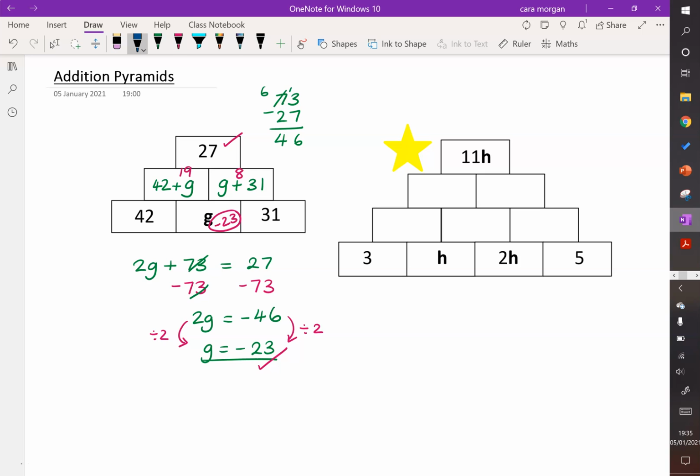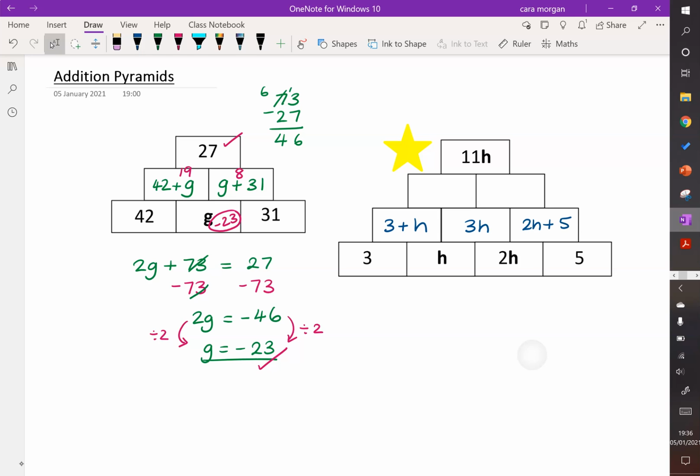All right then, so this pyramid's got a star by it. Wow, it's ginormous. Okay, so I'm going to keep calm. I've got 3 add H in the bottom left-hand block. I've got H add 2H in the next brick above. Well, that's going to be 3 H's. I can simplify that. And then finally, I've got 2 H's add 5.